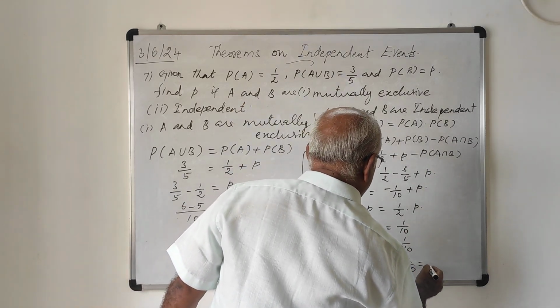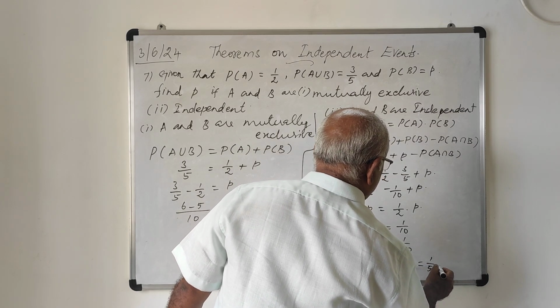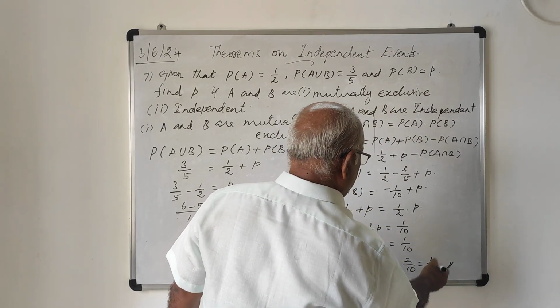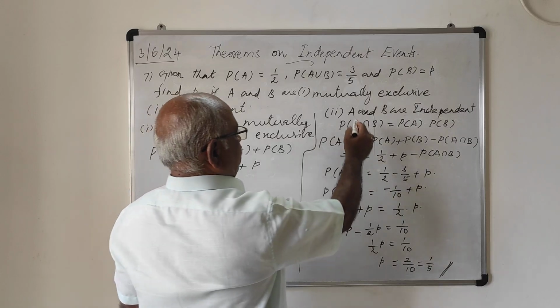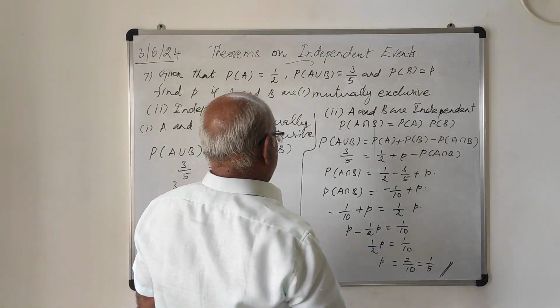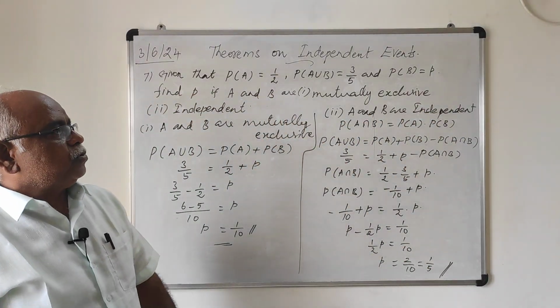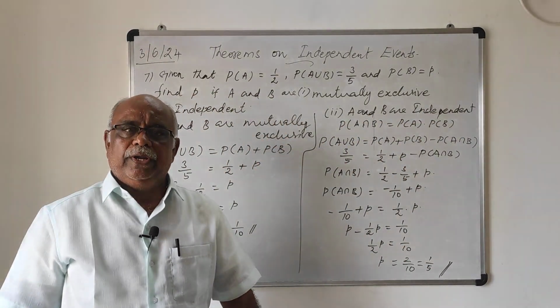That is equal to 1 by 5. If A and B are independent, the value of P is 1 by 5. That's all about the problem. And I will stop the video here. We will continue in the next video. Thank you.